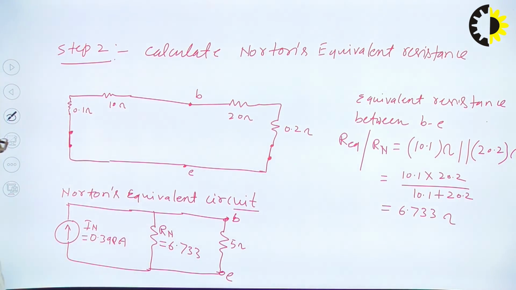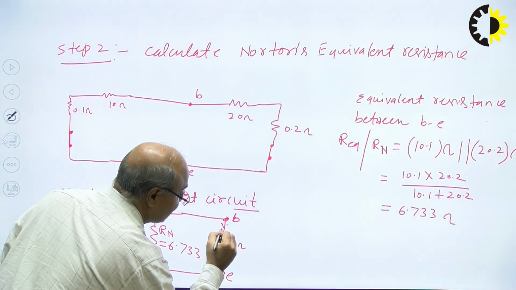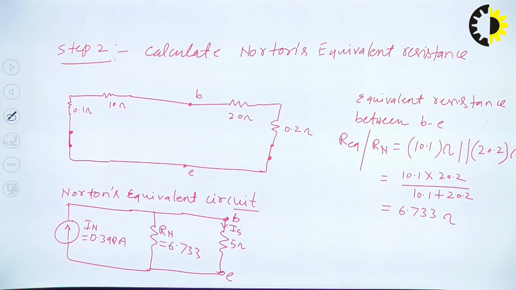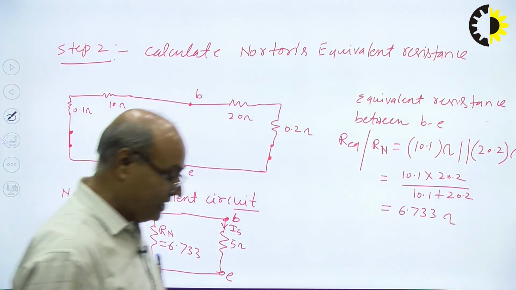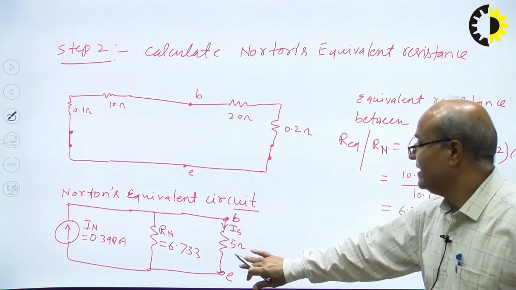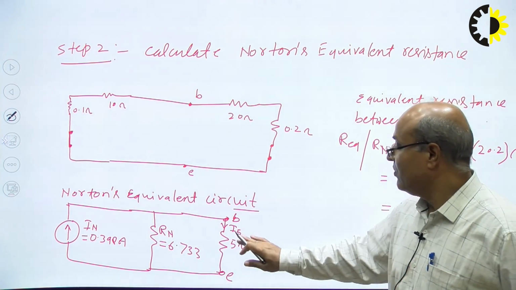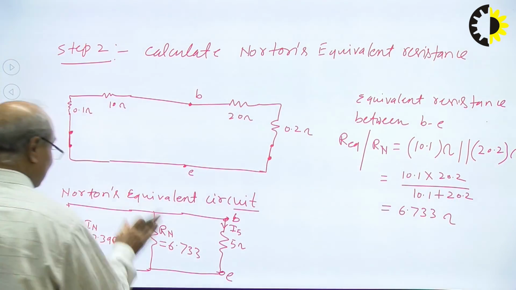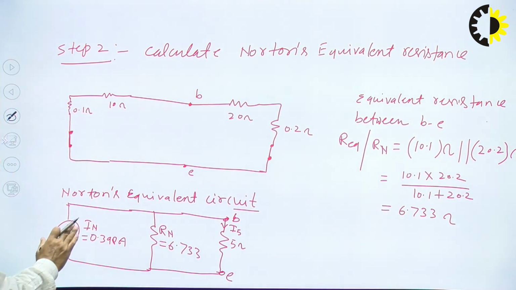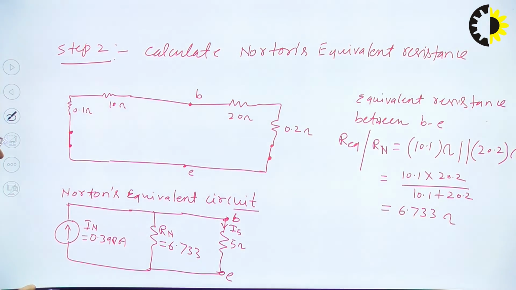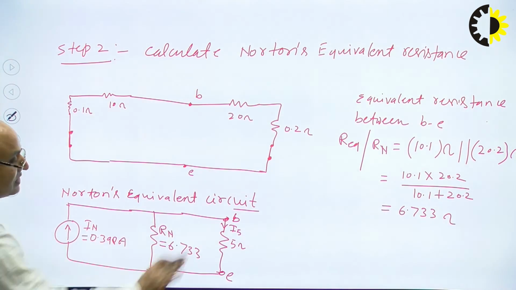So we had to calculate this current I5, the current in the 5 ohm resistance, between branch B and E. Now we have replaced our complex circuit with Norton's equivalent, and Norton's equivalent is nothing but a current source in parallel with a resistance across the load terminals. So this is our load.